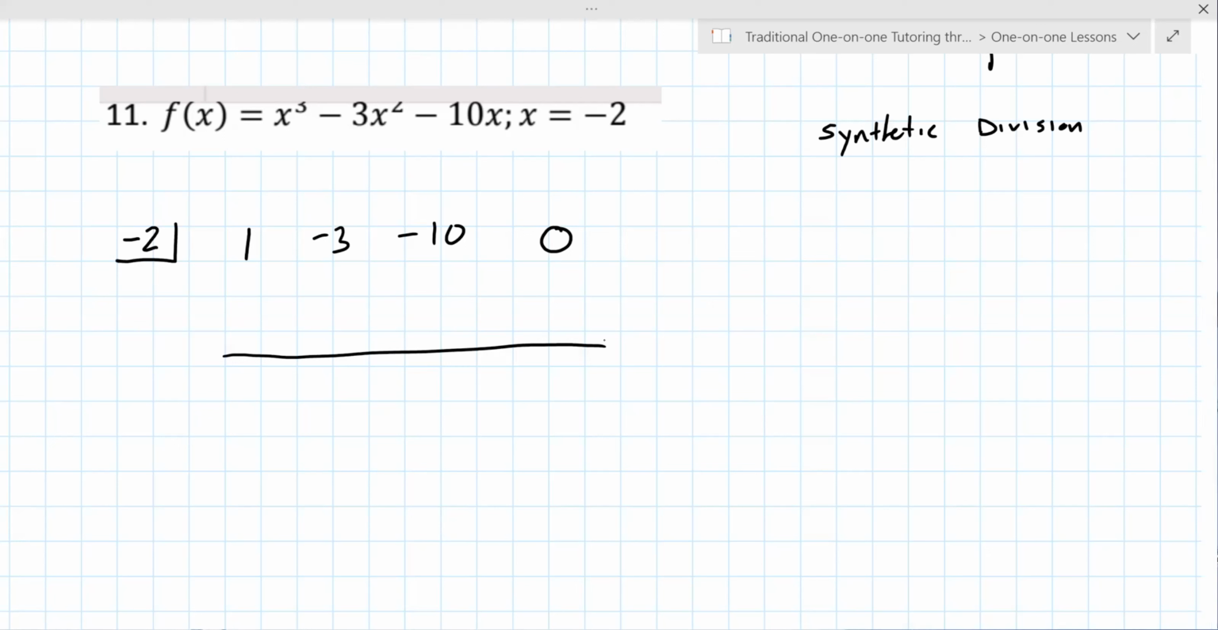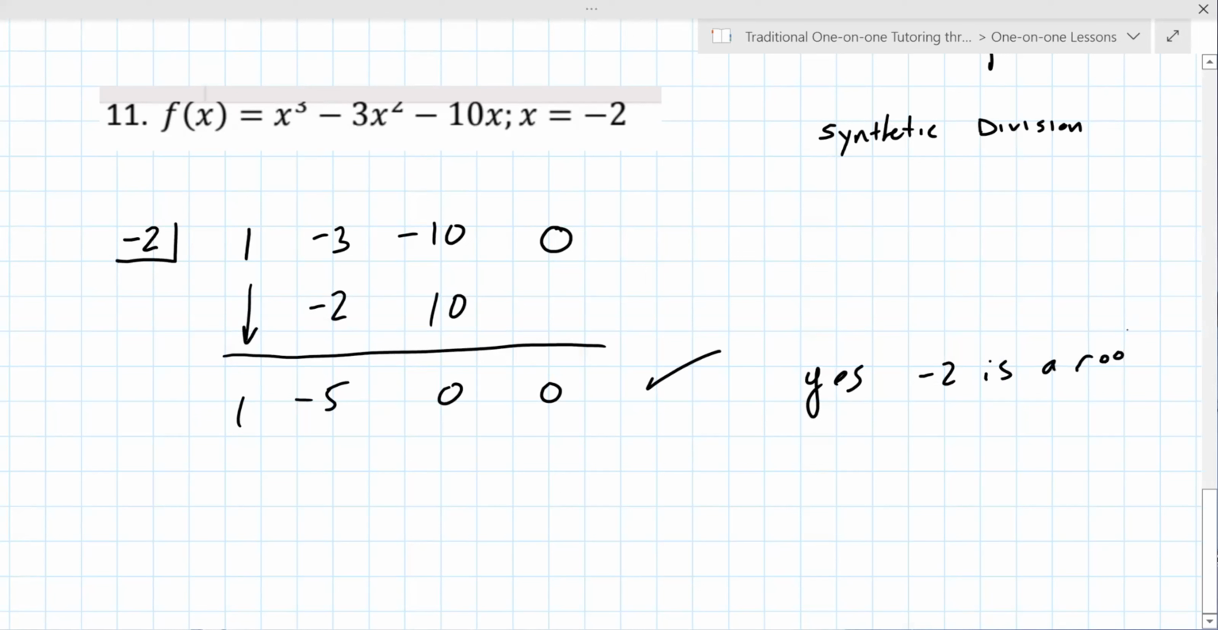I got 1, -5, 0, 0. Okay, let me just check that. I agree with that. -2 there. I agree with that. 10. Yep, perfect. Okay, so that means that yes, -2 is a root.